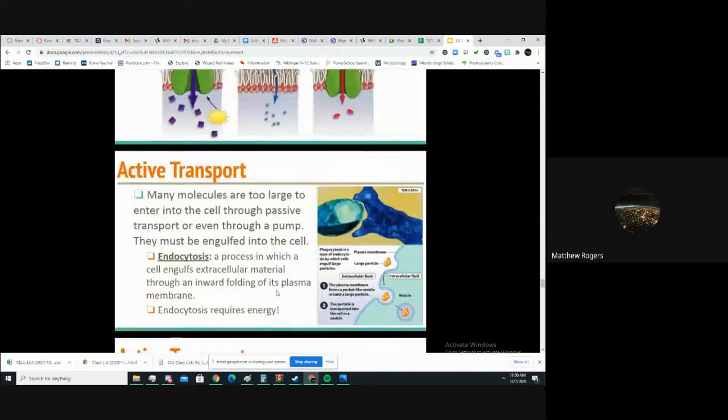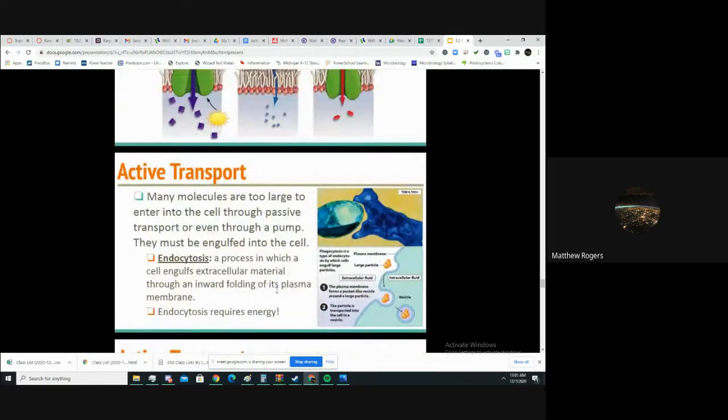Now, there are a lot of situations where things are just way too big for us to go across our membrane the normal way, either passive transport or active transport with pumps. And so we do versions of this called endocytosis and exocytosis. And these are forms of active transport. They require energy. They are big things that require to be brought in.